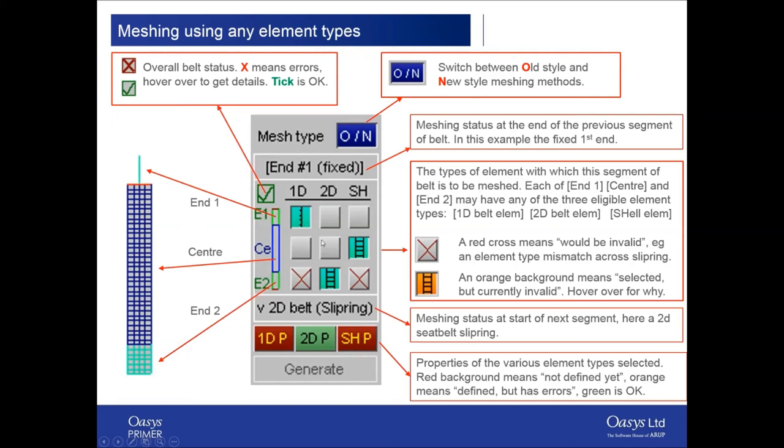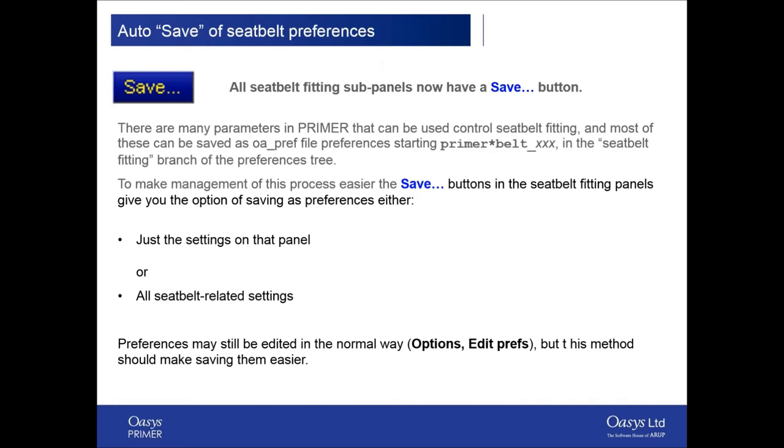And also this panel will highlight if you're going to introduce errors into your model. For example, at one end of the seatbelt you might have a slip ring, and you don't want shell elements going into the slip ring. For seatbelts, there's also a general save button that will save all the settings you have changed when fitting a seatbelt, because you often have to change these settings. It saves everything to your preferences.